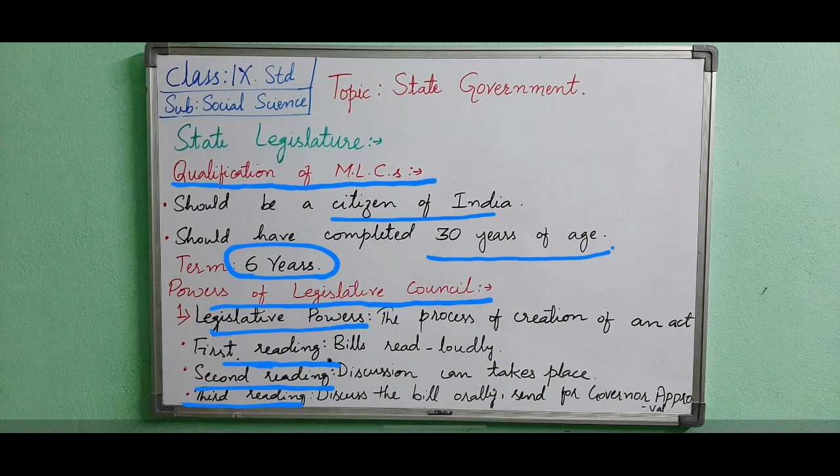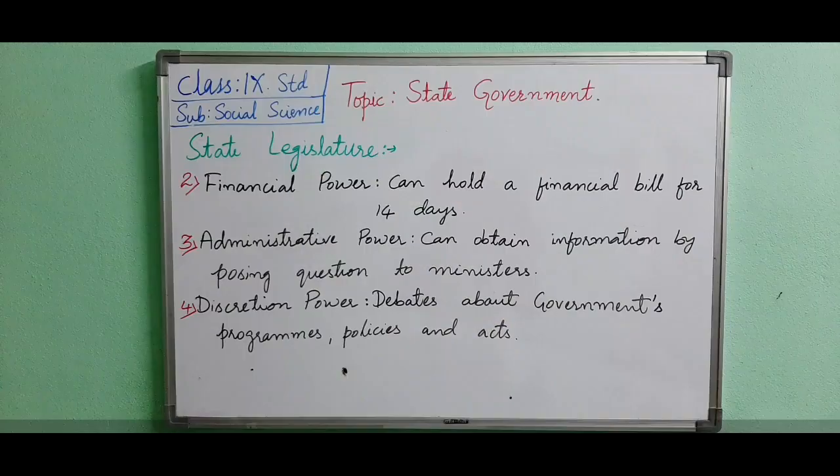Now the next power is financial power. The Legislative Assembly has greater power over finance than the Legislative Council, which can only withhold a finance bill for 14 days. If it does not return the bill after 14 days, it is understood that both the houses have approved the bill and it is sent to the governor for his approval.